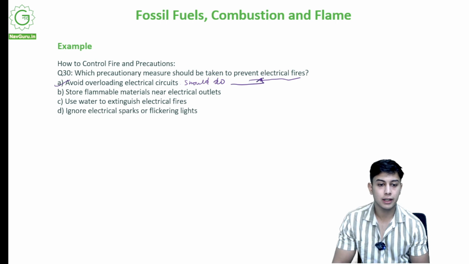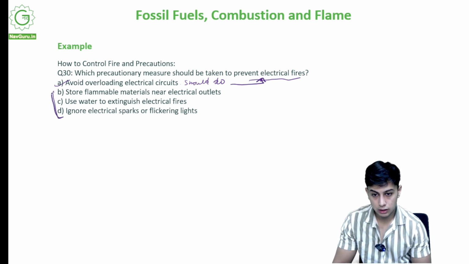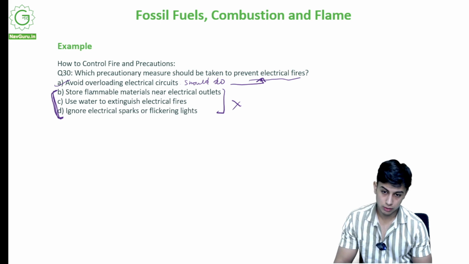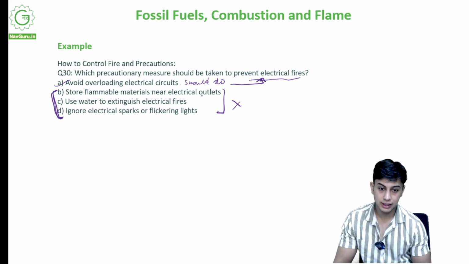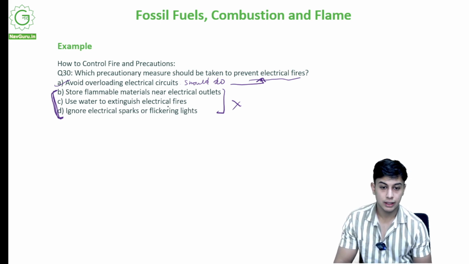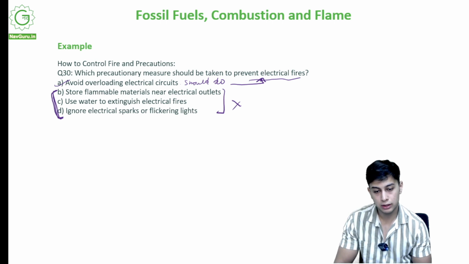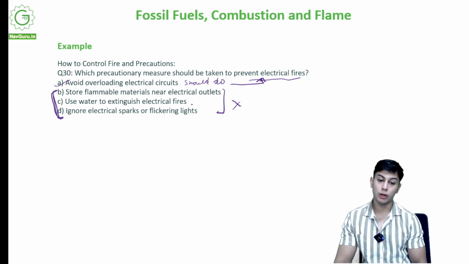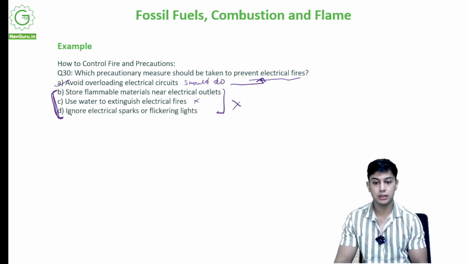to prevent electrical fires. All these three should not be done. Should I store flammable substances near electrical outlets? Alright, what if there's a spark and those catch fire? So I should not. Use water to extinguish electrical fires. I have repeated again and again that water should not be used. Okay, carbon dioxide based extinguishers can still be used.